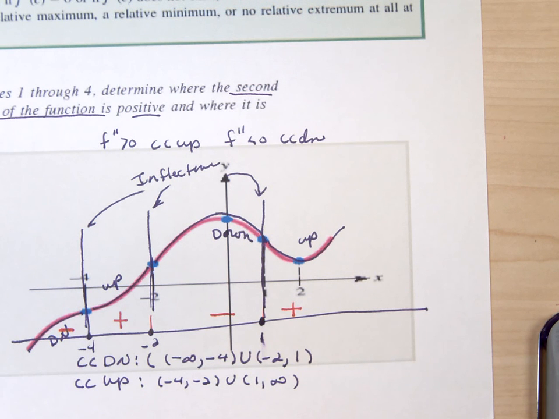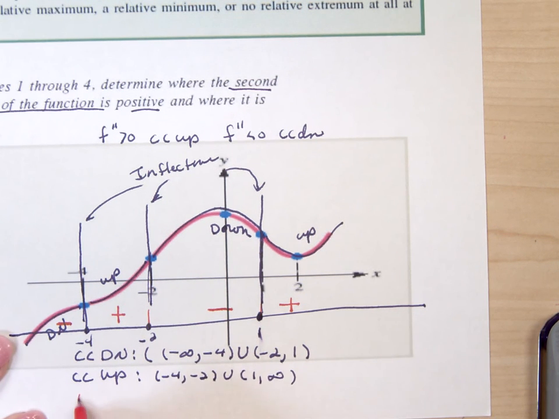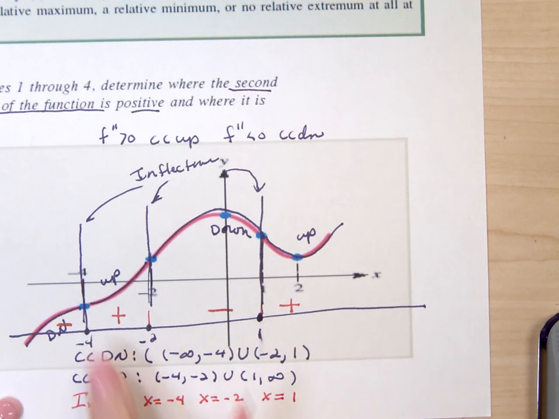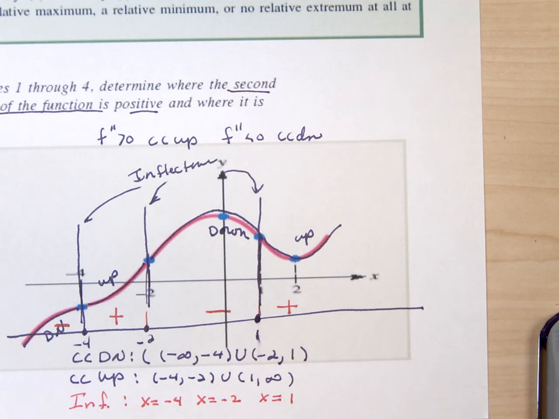And of course then, if they didn't ask us this, inflection points, x equals -4, x equals -2, x equals 1. It's got 3 inflection points. With a max at 0 and a min at 2. They didn't ask us that either.